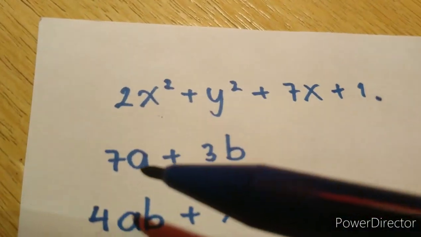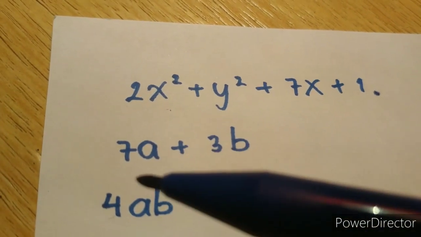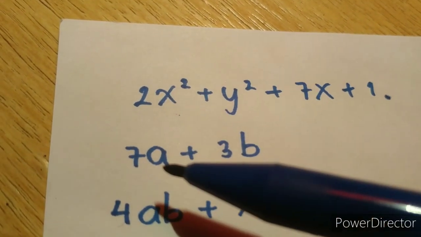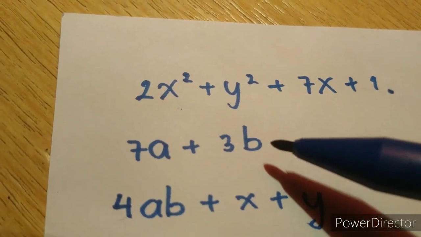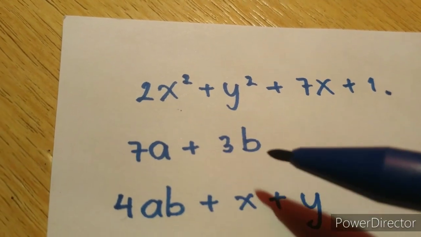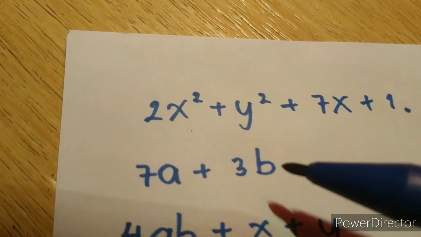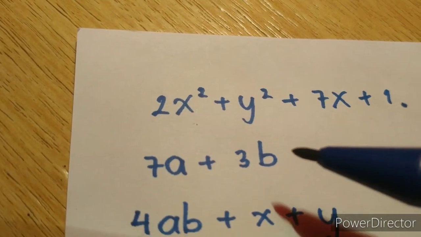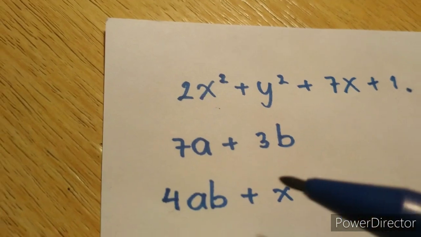Let's see the second one. It's 7a plus 3b. This is a binomial because it has 2 terms. The first term consists of 1 variable, which is a. The second one also has 1 variable, which is b. Since both terms have only 1 variable, this is not a second degree polynomial. This is not a quadratic binomial. This is a linear binomial.